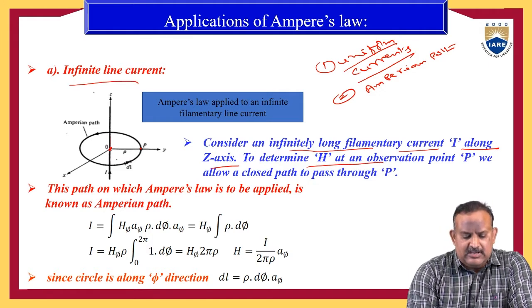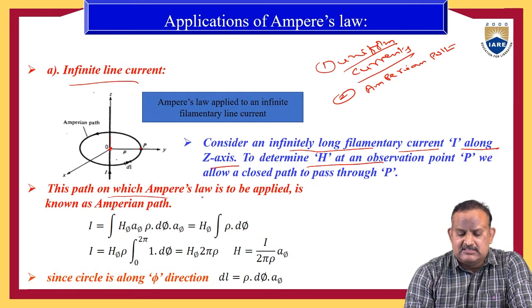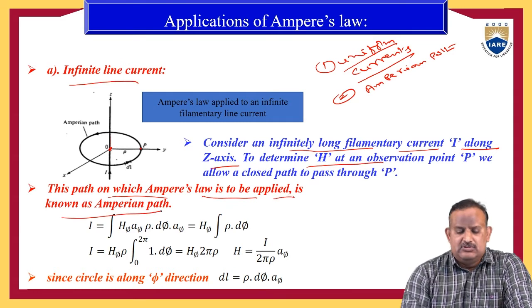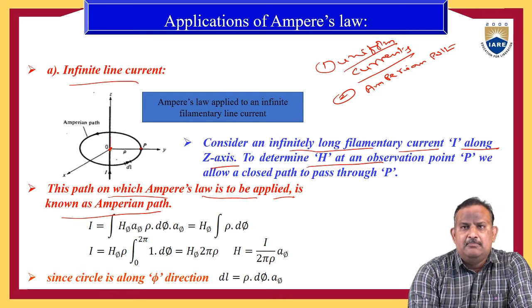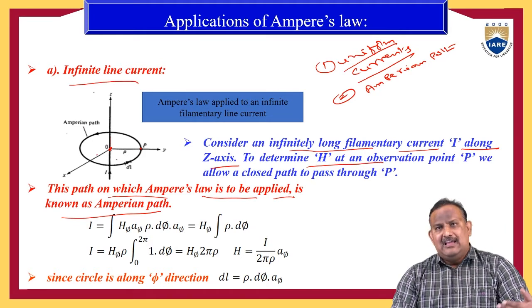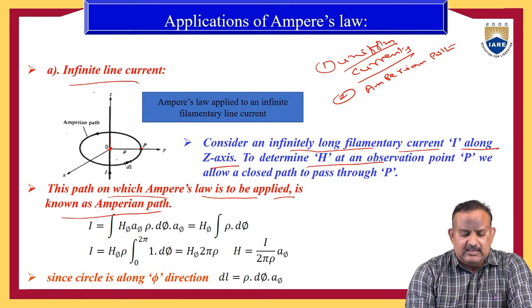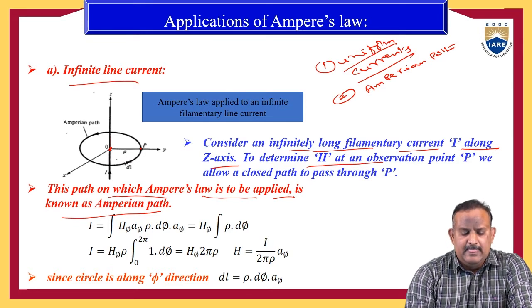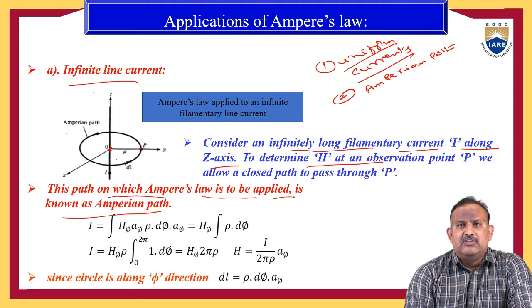So here, the path on which Ampere's law is to be applied is known as the Amperian path. So this particular path is known as the Amperian path. According to Ampere's circuit law, we know that the current enclosed is equal to the magnetic field intensity. So here I is equal to H phi into A phi.